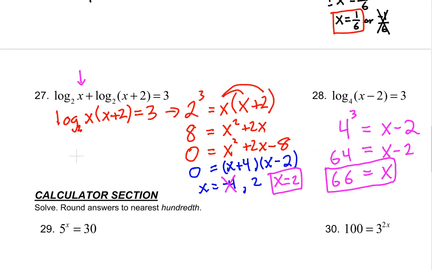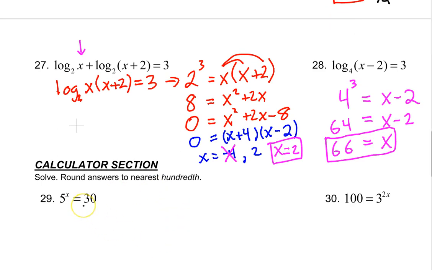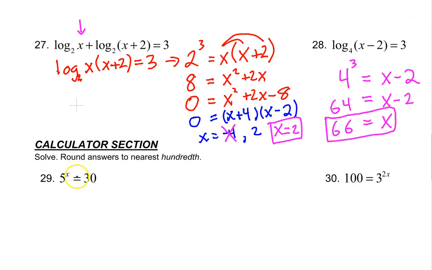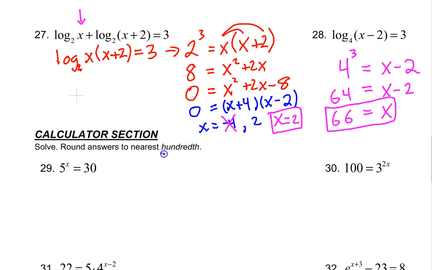All right, the next section is the calculator section, where we're going to solve some equations. It's definitely going to be a decimal answer, and we're going to round it to the nearest hundredth. I can tell it's a decimal answer because 5 to the second power equals 25, and 5 to the third power is 125. So we're trying to get 5 to what power is 30. We know it's going to be a little bit bigger than 2, maybe 2.1 or something like that.